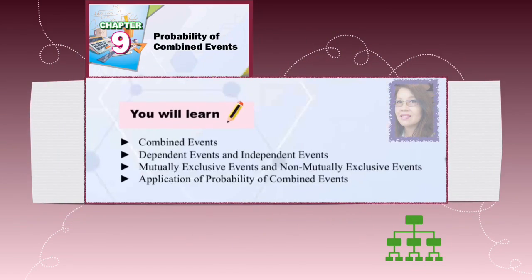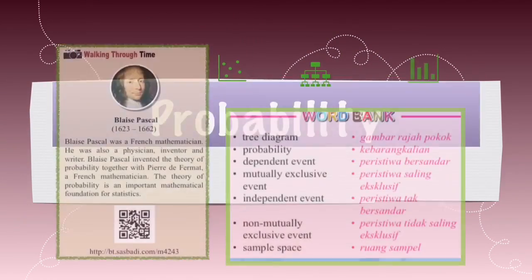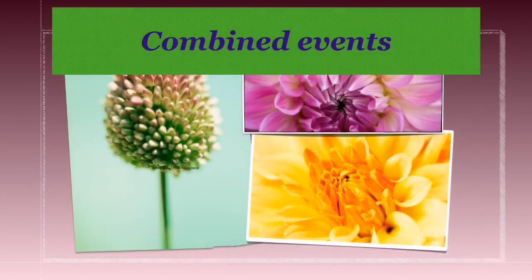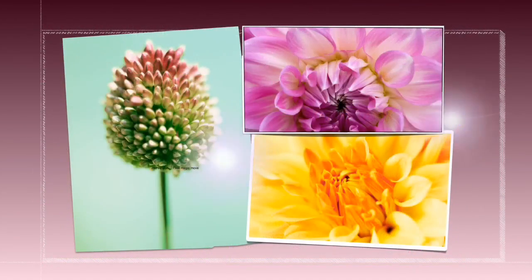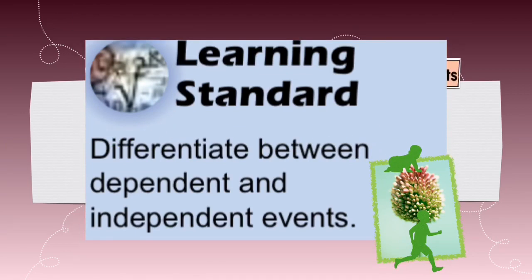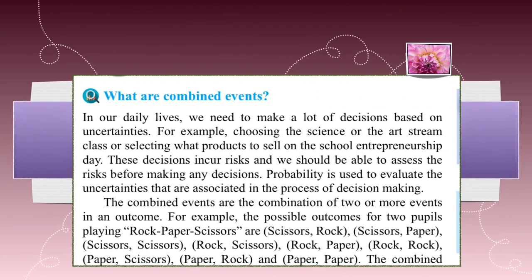Today we want to start with chapter 9, probability of combined events. So today you will learn combined events, dependent and independent events. So our learning standard is differentiate between independent and dependent events.